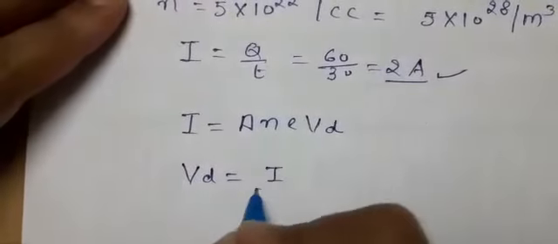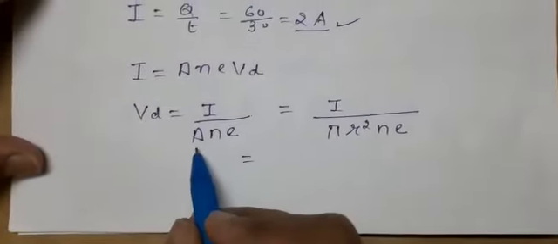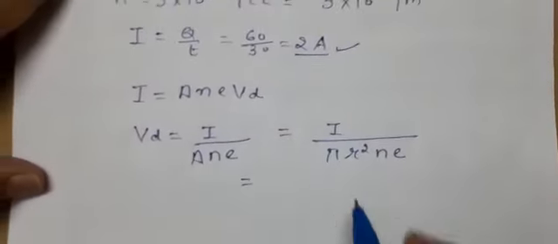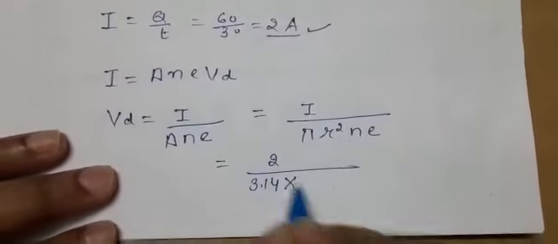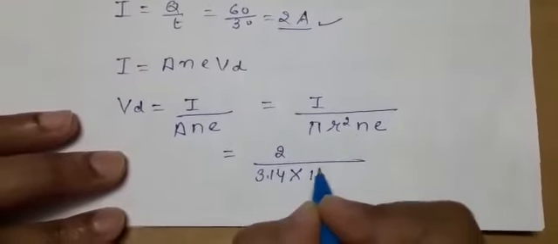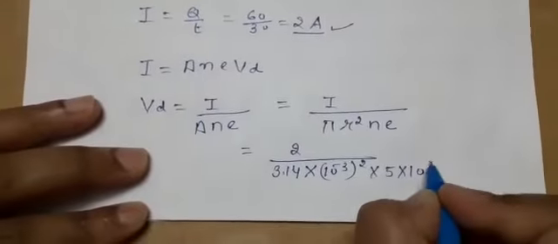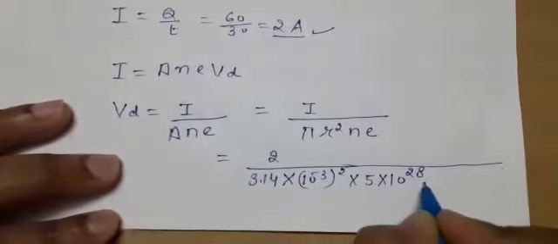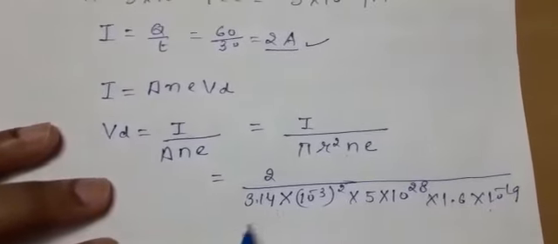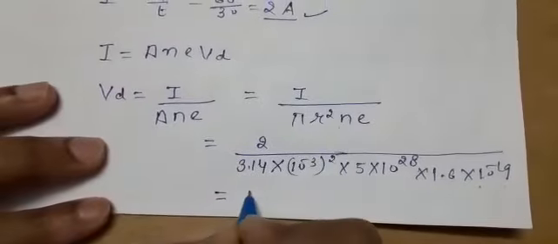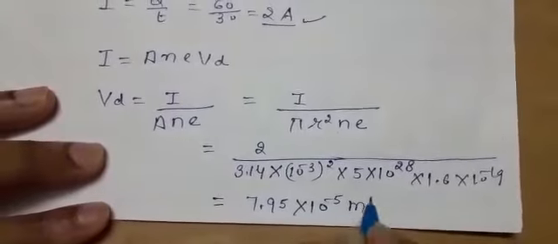Then drift velocity is I upon A N E. So now as area is pi r square, now substituting the values, current is 2, pi is 3.14 or 22 by 7, radius is 10 raised to the power minus 3, its square. N, this is number density, that is 5 into 10 raised to the power 28, into electronic charge, that is 1.6 into 10 raised to the power minus 19. So you have to solve it. On doing the calculation, it will come out to be 7.95 into 10 raised to the power minus 5 meter per second.